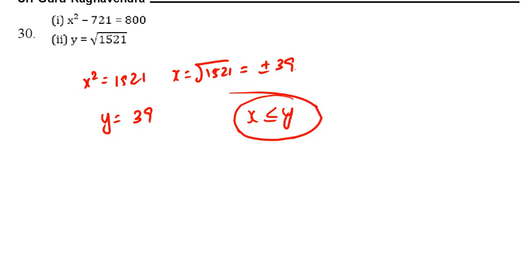Here 11 is greater than 7. So x greater than y. 11 is less than 24. X less than y. Therefore there is no relation. There is no relation is the correct answer. So 27th question, no relation is the correct answer. See the next question.